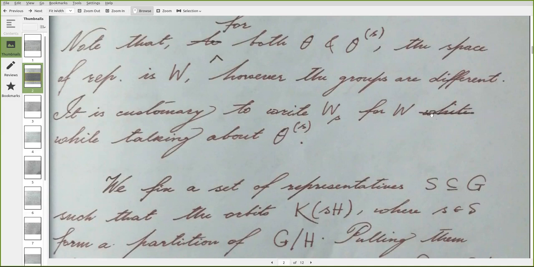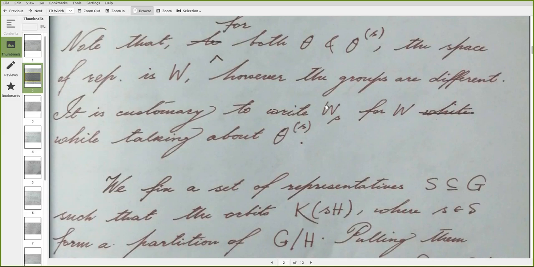If we do that here, then it will be a confusion, because the space is W for both of them. So in order to make a distinction between them, this is the convention that we have adopted: whenever we need to talk about theta^s, then we shall write W_s. So W_s is nothing but W, but the symbol will be used just to remind ourselves that now the representation under consideration is theta^s, not theta. I hope this is now clear to you.